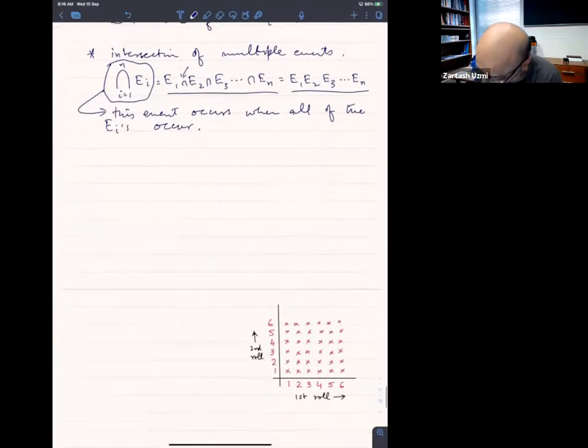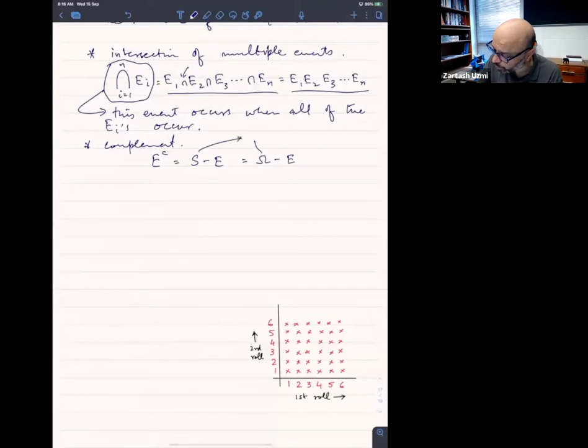Similarly, we can talk about the complement event. Some event E whose complement would be equal to your entire sample space minus that event E, or sometimes we write this as omega minus E. So omega या S जो है ये sample space को denote करती है. Up to you what you use. Okay. So E complement is an event which occurs when E does not occur, and vice versa.